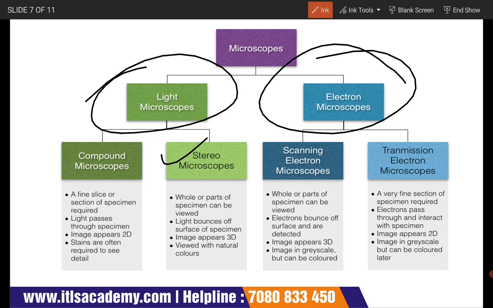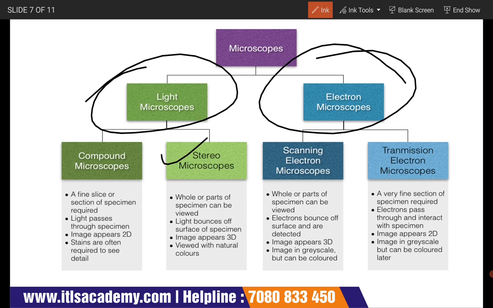If I talk about the electron microscope, with the scanning electron microscope the whole or part of a specimen can be viewed. Electrons bounce off the surface and are detected. The image appears 3D, in grayscale but can be colored. This is about the scanning electron microscope. Then the TEM, the transmission electron microscope, requires a very fine section of a specimen.